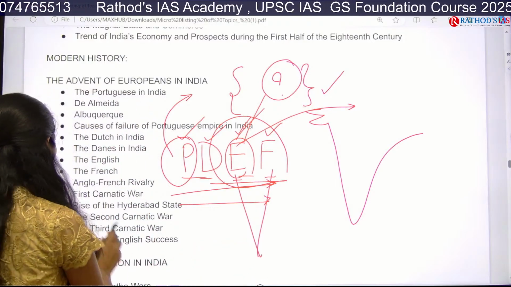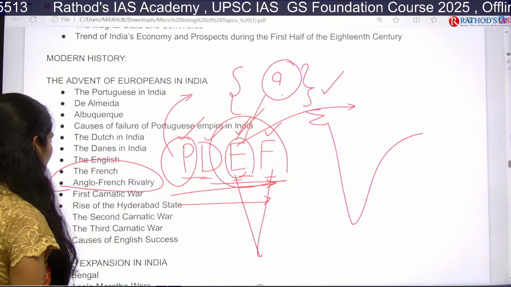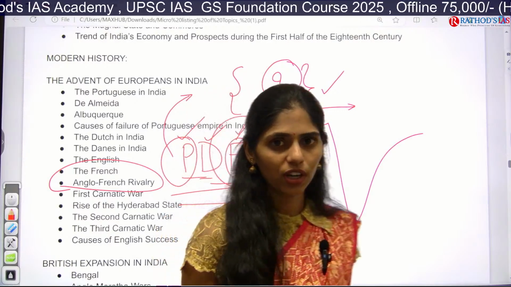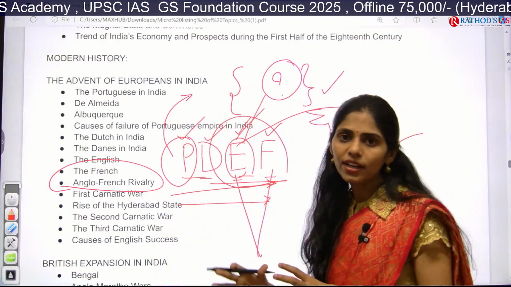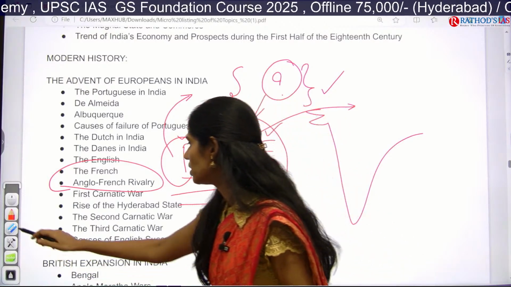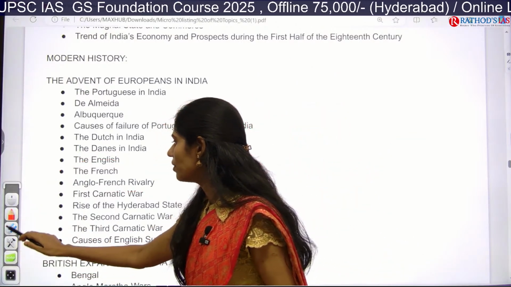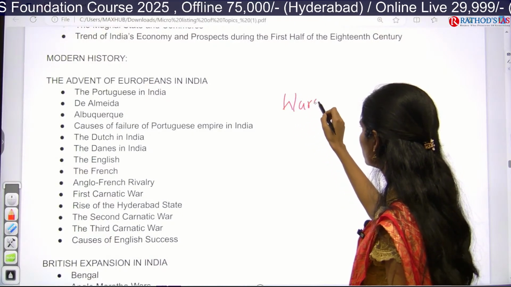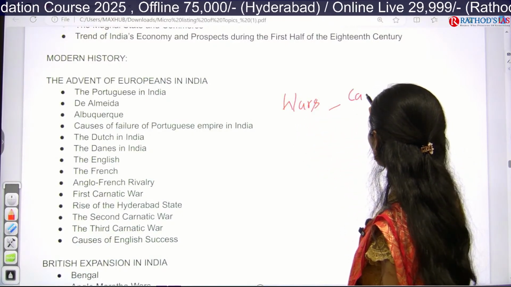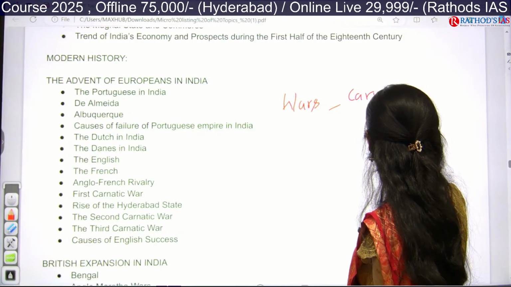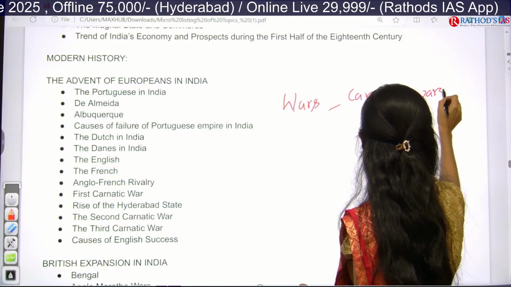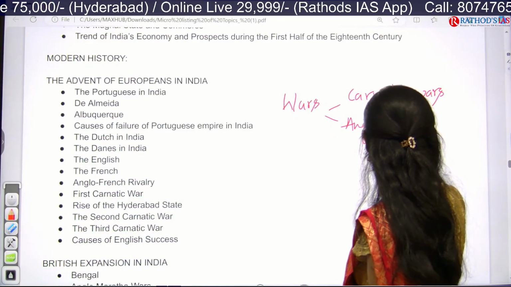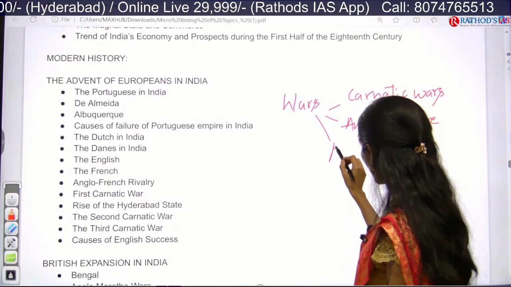So there you have to know about the Anglo-French rivalry, and especially the Carnatic War. In this modern history, what you have to focus on is that, before our Indian national movement, you will come across many wars. For example, the Carnatic Wars, the Anglo-Mysore War, and next one is the Anglo-Sikh War.